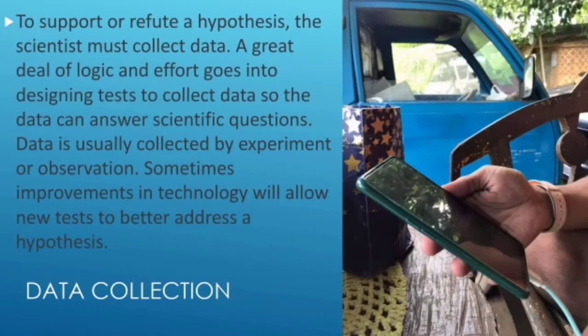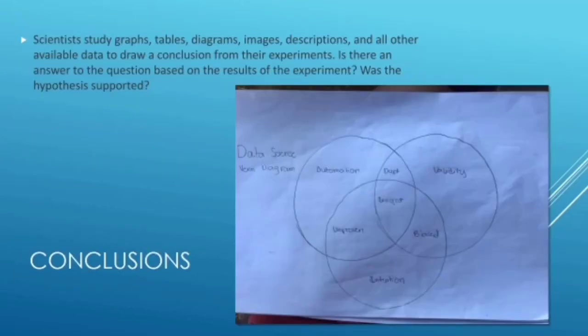To support or refute a hypothesis, the scientist must collect data. A great deal of logic and effort goes into designing tasks to collect data so the data can answer scientific questions. Data is usually collected by experiment or observation. Sometimes improvements in technology will allow new tasks to better address a hypothesis. So this is a part of having a simple device to collect data, what we call data collection. And now we move to conclusions.